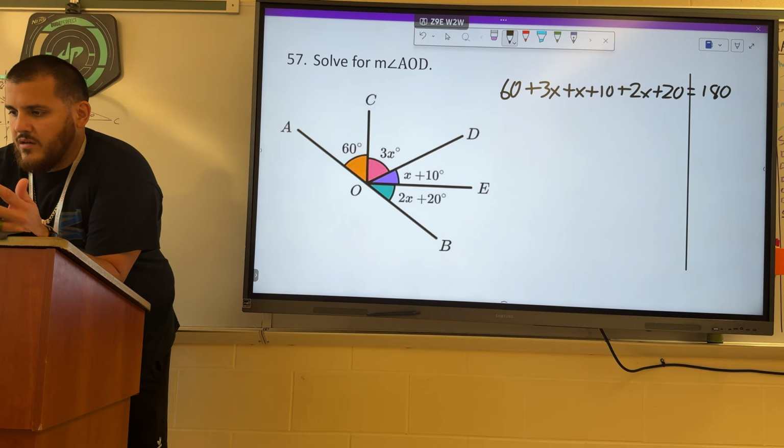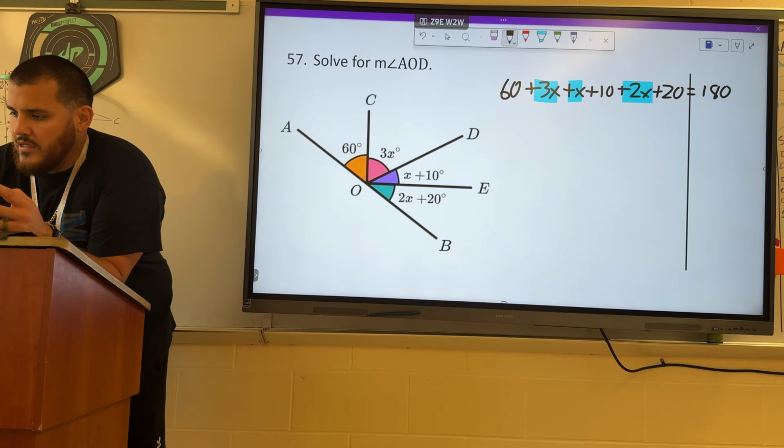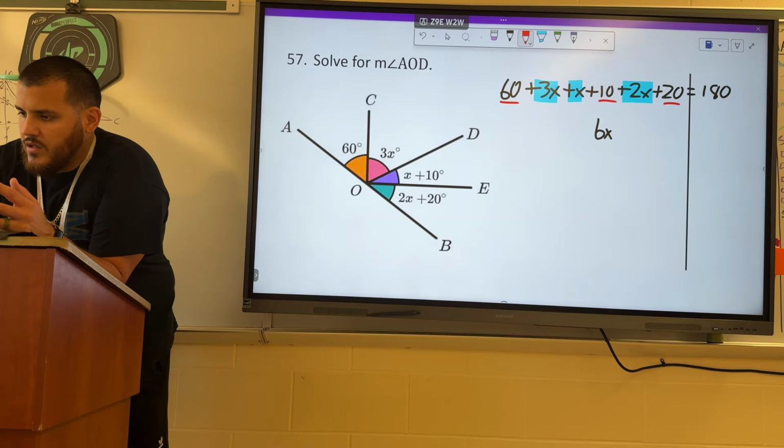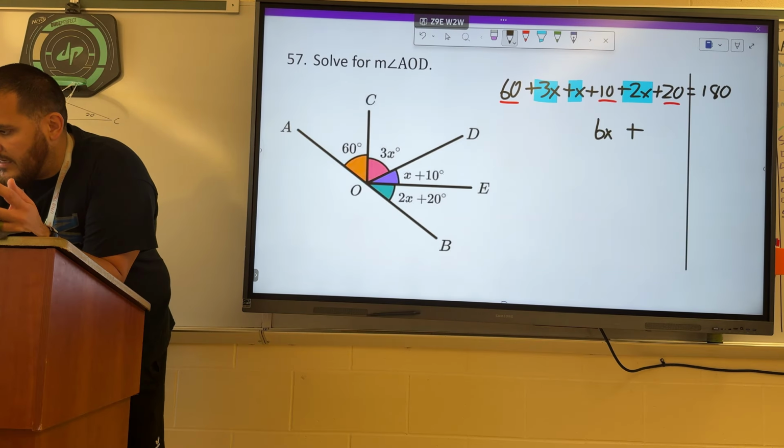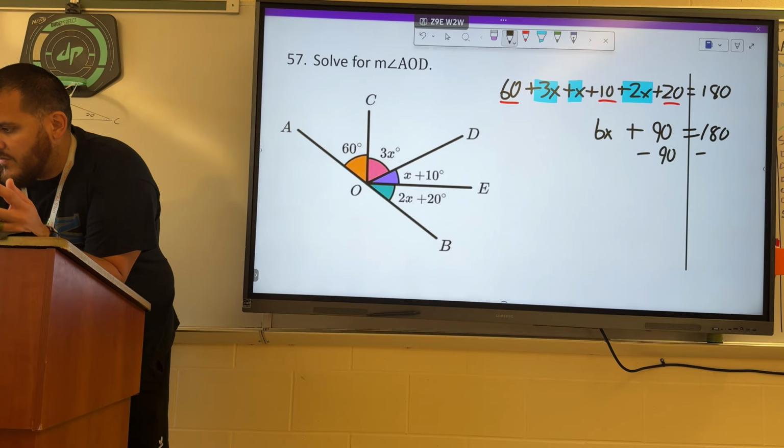we're doing algebra to solve. We got a bunch of like terms here. 3x plus x plus 2x, that is 6 x's, right? We got 60 plus 10 plus 20, that is 90. And I can get 6x alone by subtracting 90 from both sides. That gives me 6x equals 90. Can divide both sides by 6 to get x equals 15.